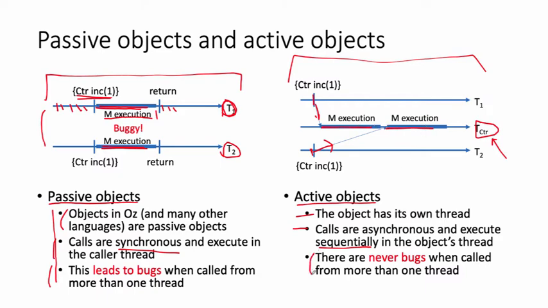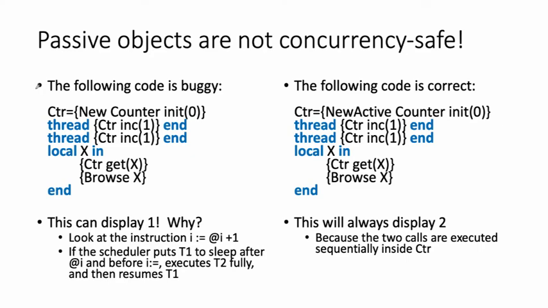And that means there will never be bugs when you call it for more than one thread. So basically the idea is that you attach a thread to the object. And this is a really good way of making objects that work in concurrent systems. So let me show you why passive objects give bugs.